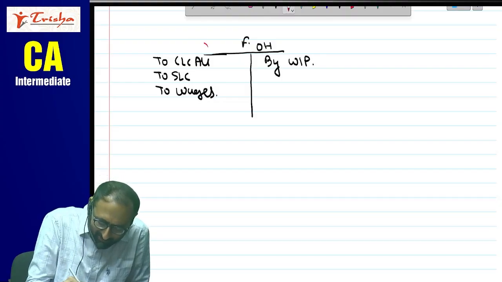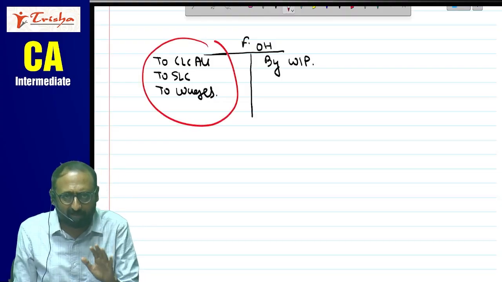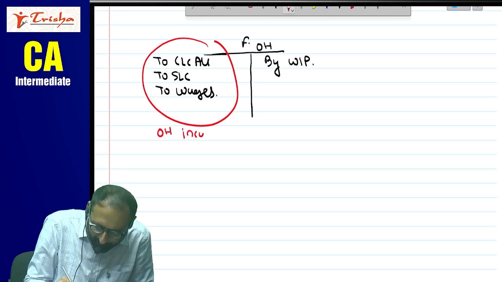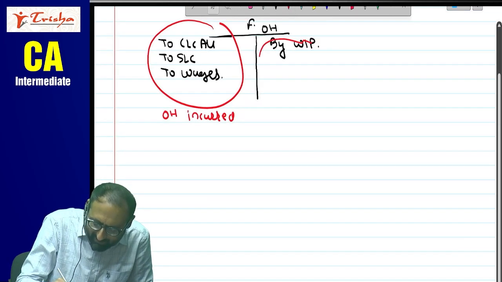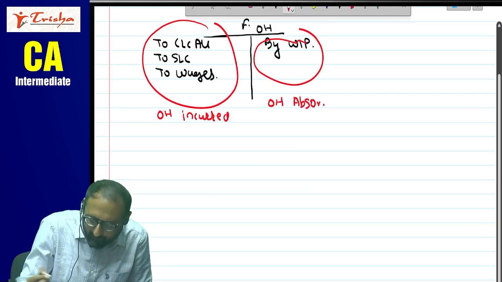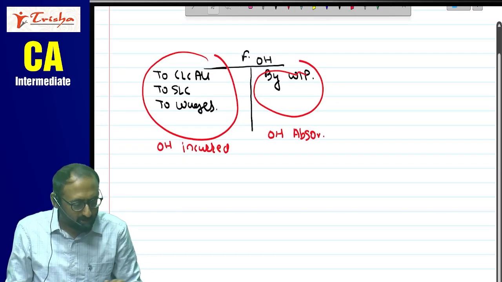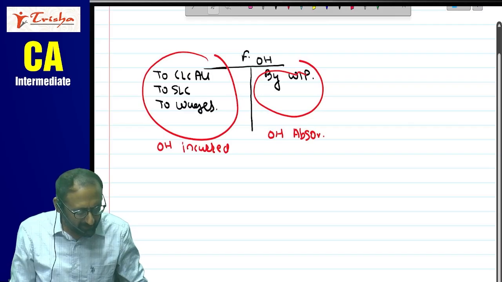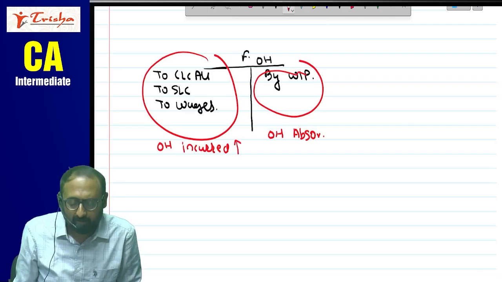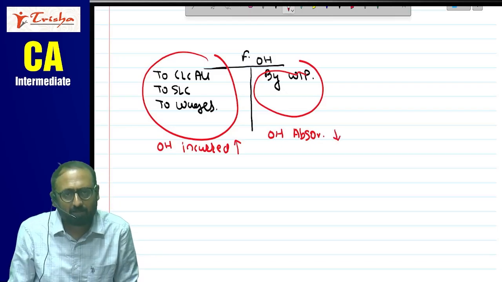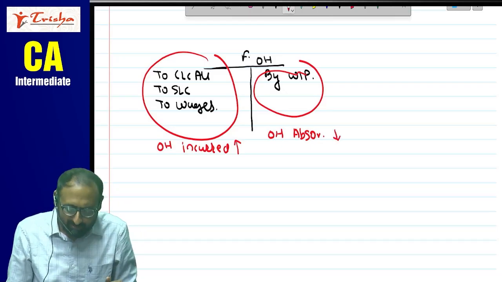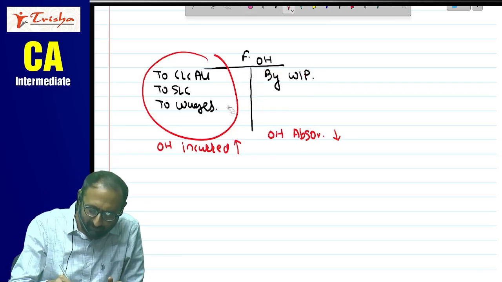Now I told you, the debit side of that factory overhead or any overhead is nothing but overhead incurred, and the credit side is overhead absorbed. Now you'll have to check overhead incurred and overhead absorbed. If overhead incurred is more and overhead absorbed is less, this will be a situation of under absorption of overheads.